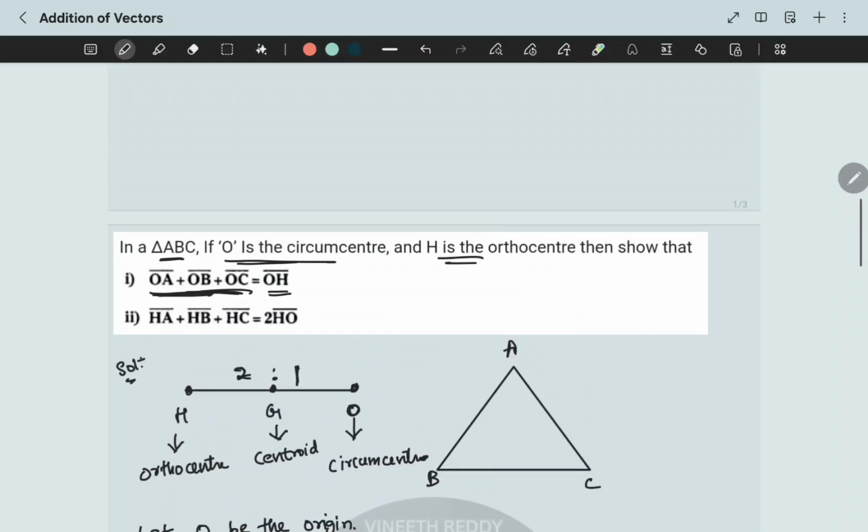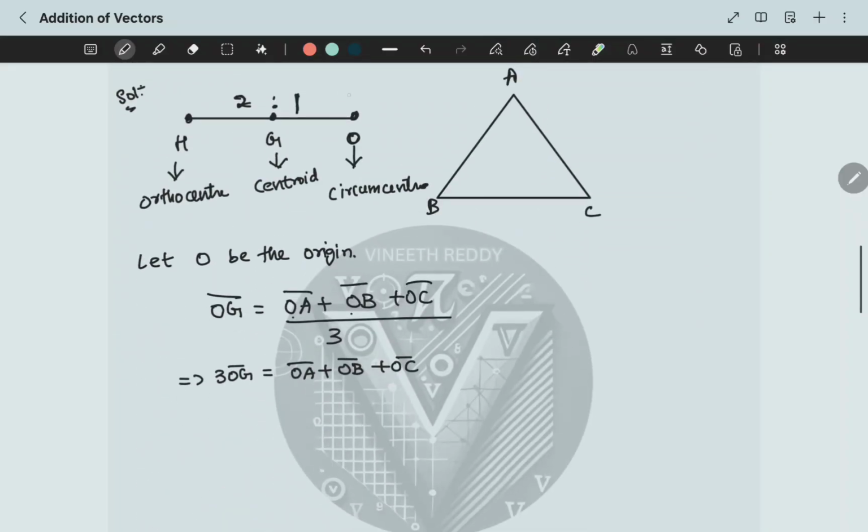Now see, we need the OH vector here. Very simple, dear students. From this diagram, see the entire length. Let us say this is 2k, this is k. So the total length should be 3k. Correct? So can we say 3k is equal to 3 times k? Looks very simple and correct, no? 3k is nothing but 3 times k.